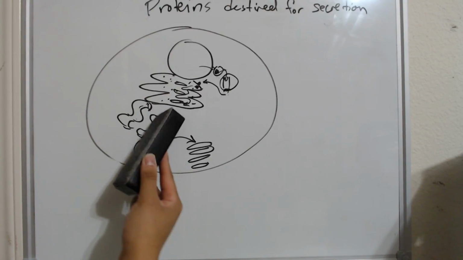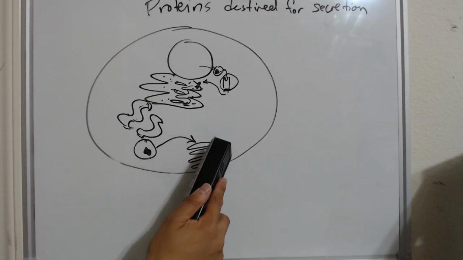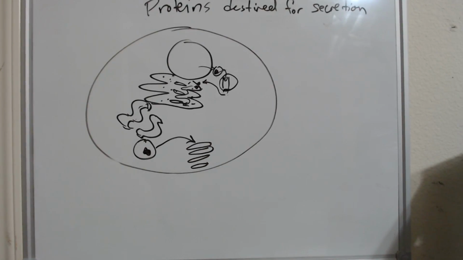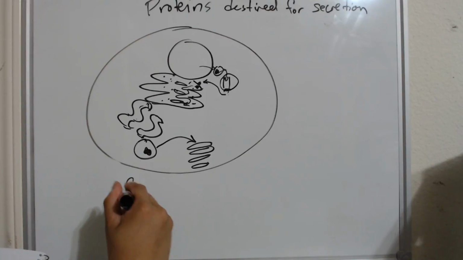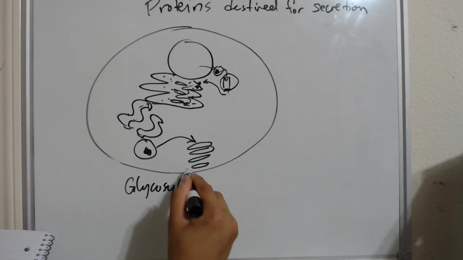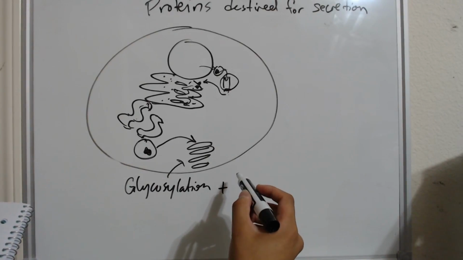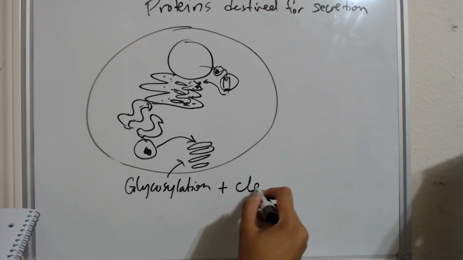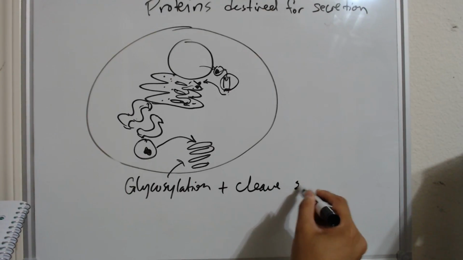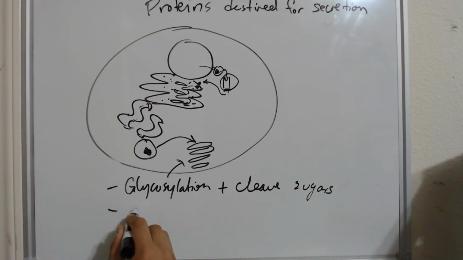Now when it moves after the smooth endoplasmic reticulum into a transport vesicle to go to the Golgi body, the Golgi body will also do some processing post-translation. It can also do glycosylation, Golgi body. It can also cleave some sugars it doesn't need, and it will sort proteins to their final destination.